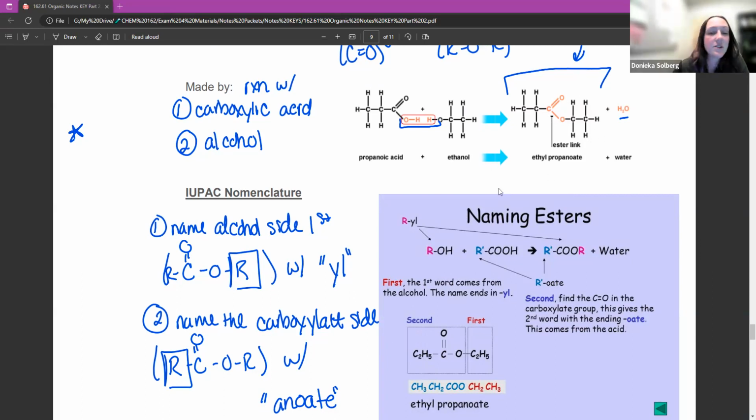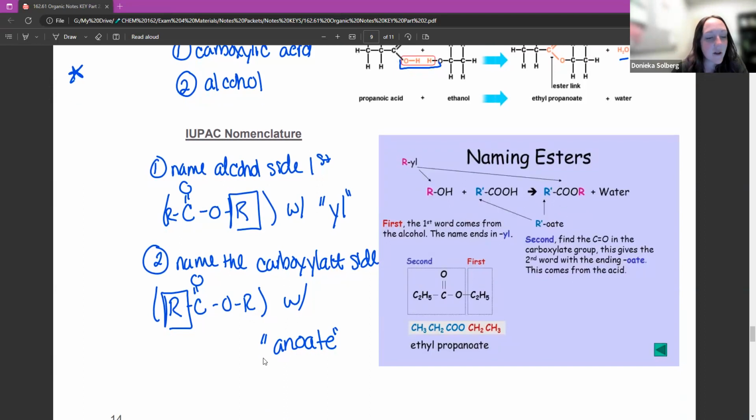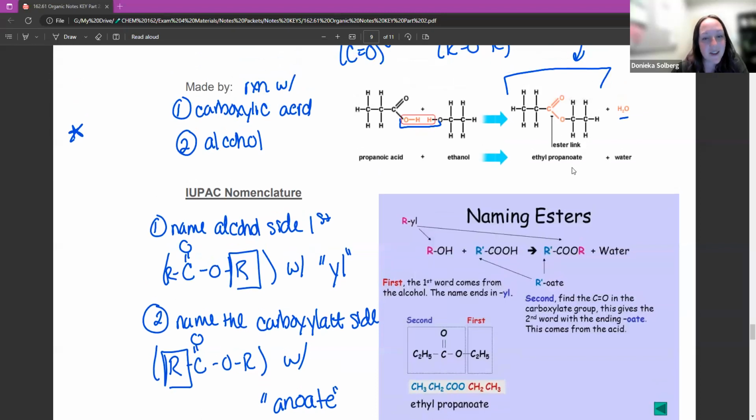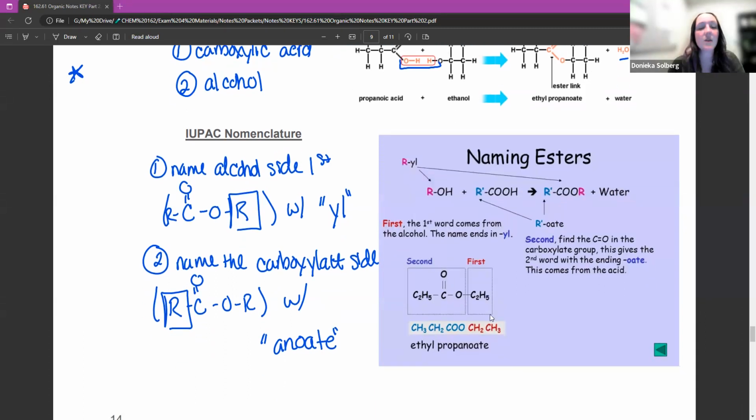Okay. Now the side that came in with the carboxylic acid, this was propanoic acid. So you name that side with anoate. So this R group from the carboxylic acid is propanoate. So that's why this is called ethyl, that's this guy, propanoate, that is this side. Okay, so it depends on what it was before you stuck them together.